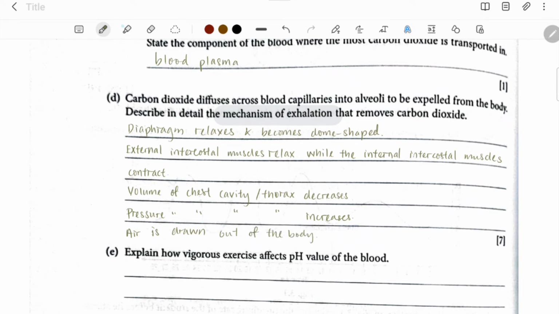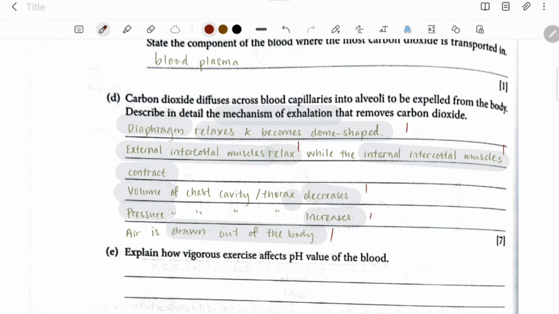So the marks are: diaphragm relaxes and becomes dome shape, and then external intercostal muscles relax, internal intercostal muscles contract. And after that, volume decreases, pressure increases, air is drawn out of the body. So first mark, second mark, third mark, fourth mark.